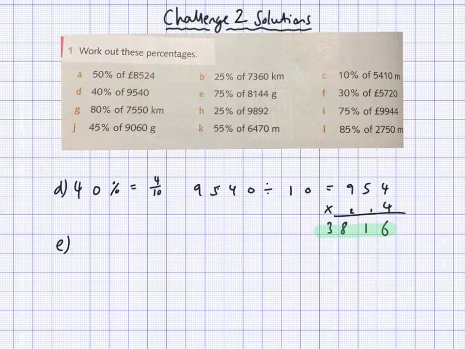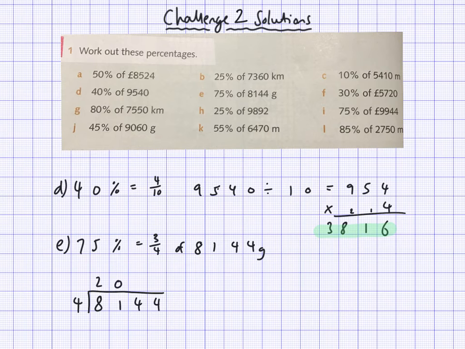75% of 8,144 grams. 75% is equivalent to 3/4. Again, it's so important to know these equivalents, so when you get them to learn for your tables, you really have to know them very well. So we're dividing by the bottom, multiplying by the top, finding 3/4 then of 8,144 grams. So my first job is to divide by the bottom, so 8,144 divided by 4.